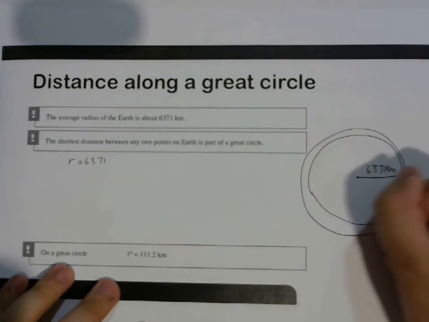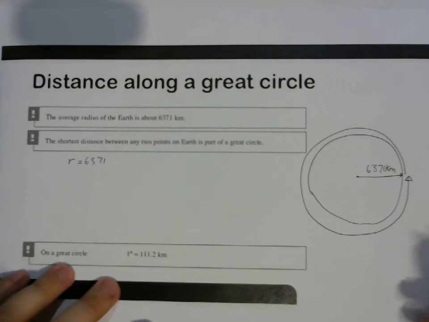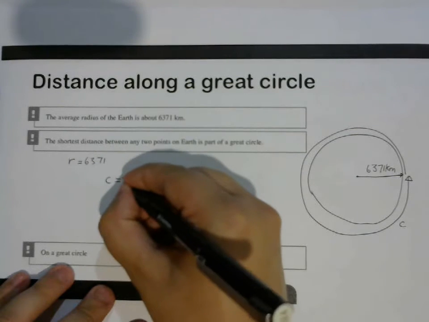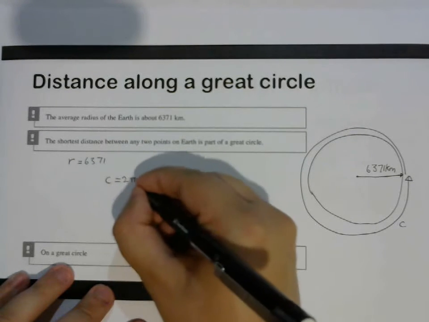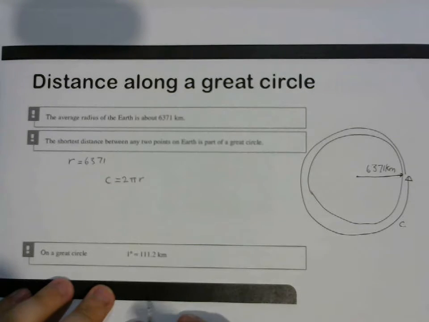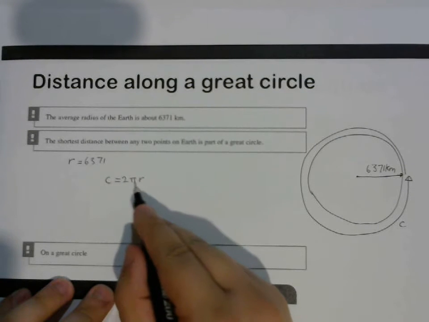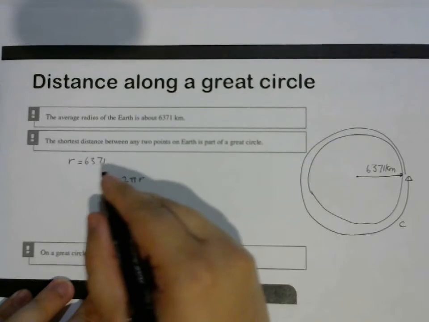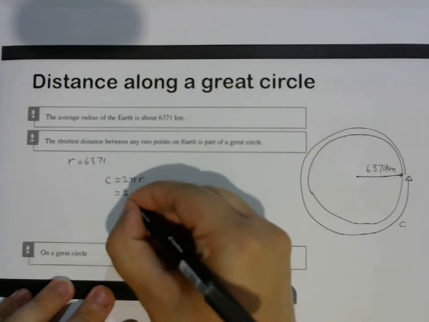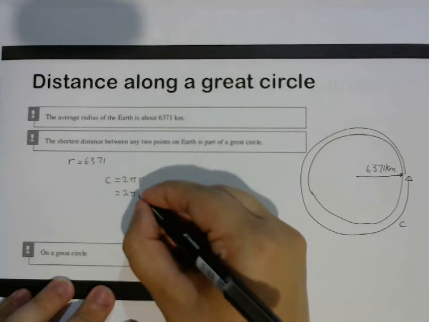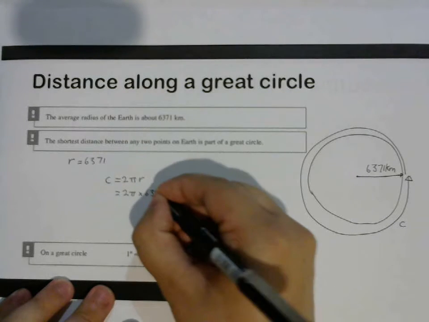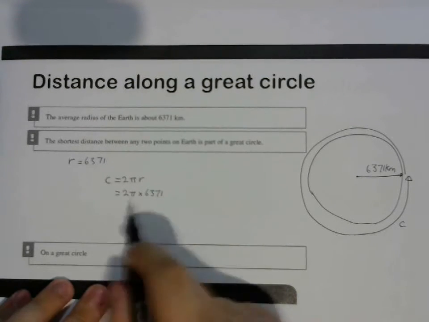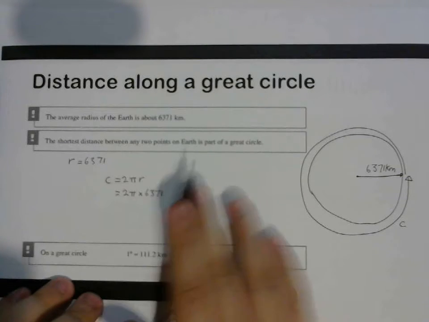And if you remember, the rule for circumference, the distance along the outside of a circle, any circle, is 2 pi r, 2 times pi times r. We know a value for r, which is 6,371, so we can put that into our equation: 2 pi times 6,371. We put it on a calculator and get a number. But we don't want to finish there.